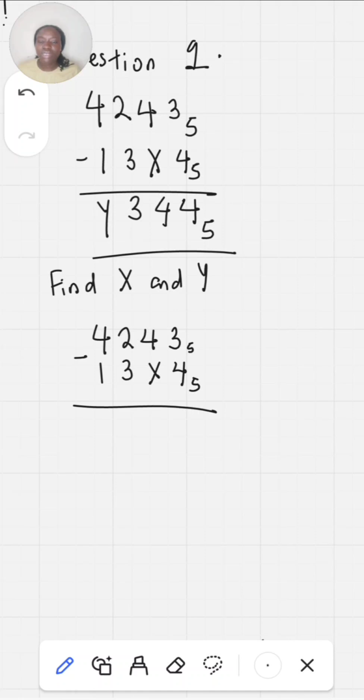The first topic in our series is number base. We're preparing for JAMB. We have certain questions we'll be looking at in preparation for JAMB, certain topics that we'll be looking at also in preparation for JAMB.